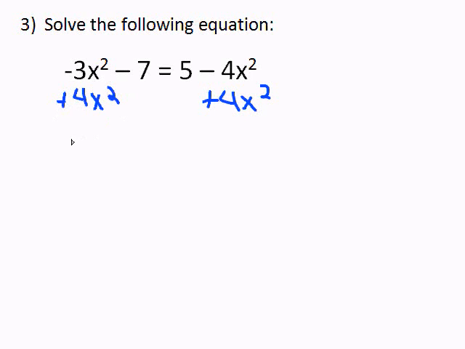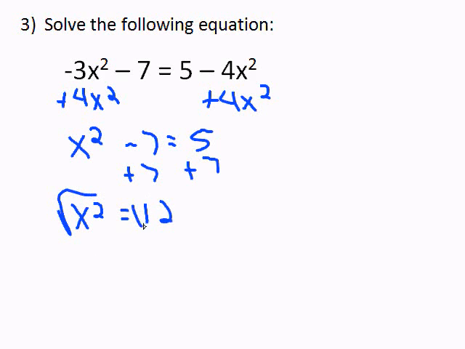Negative 3x squared plus 4x squared is just plain old x squared, or 1x squared, minus 7 equals 5. I'm going to go ahead and add 7 to both sides, giving me x squared is equal to 12. Take the square root of both sides to get rid of the exponent of 2, and we get x is equal to plus or minus the square root of 12.